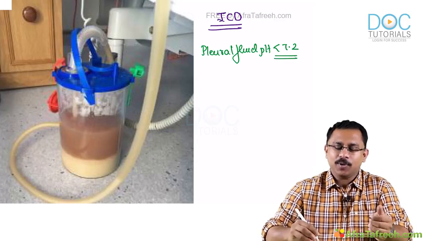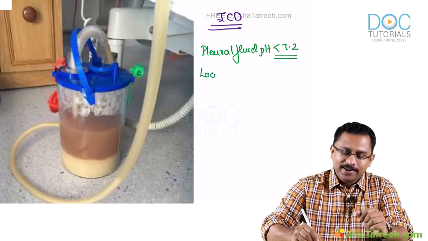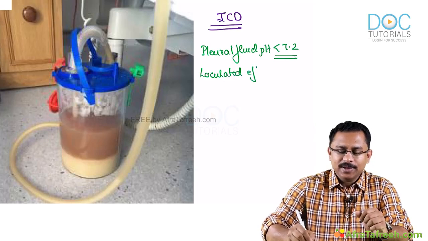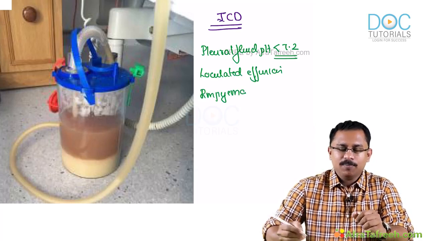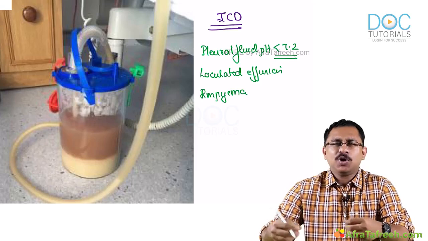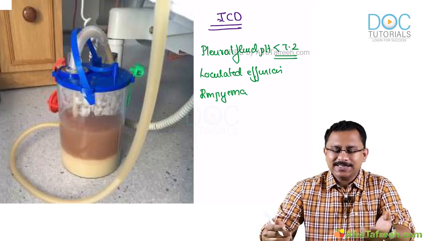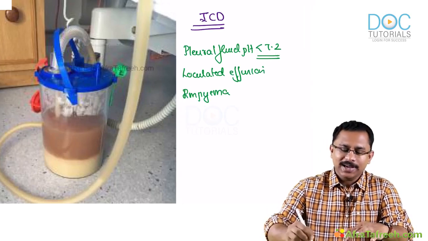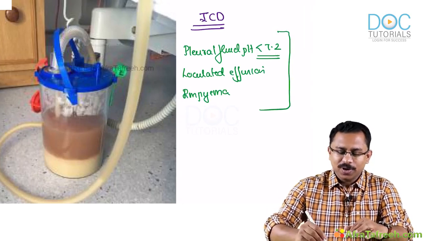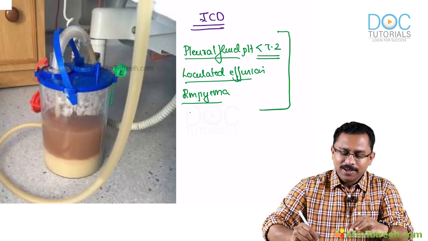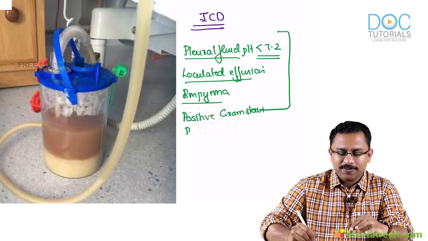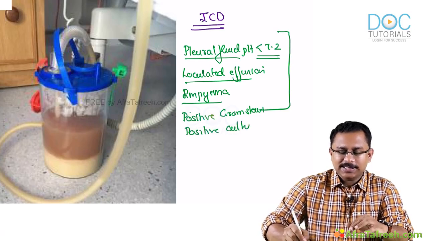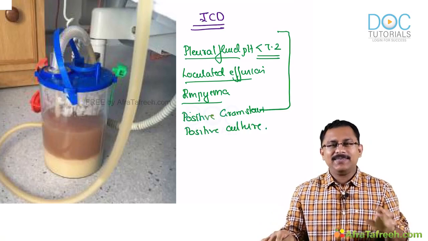When it goes less than 7.2, then when you have a loculated effusion, you have to go for an ICD. When you have an empyema, gross pus in the pleural fluid, or maybe you are having a positive gram stain or a positive culture, in those scenarios also you would put an ICD. So pleural fluid pH, loculated effusion, empyema, a definitive infectious indication like a positive gram stain or a positive culture. All these are indications for putting a chest tube. This is again very, very important.